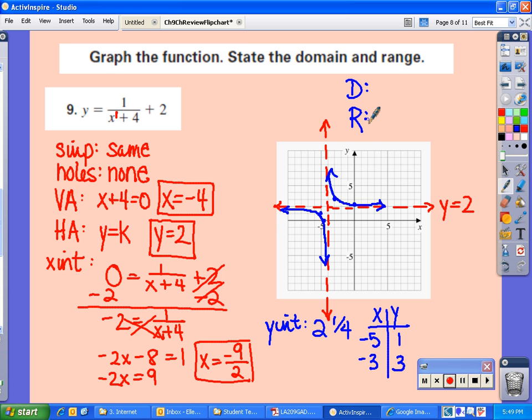Looking at our domain, remember the only place that our graph does not have an x value is at that vertical asymptote. The vertical asymptote is at -4, so we'll leave domain open at -4, but we'll account for every other real number. For the range, same thing, all real numbers except for +2.